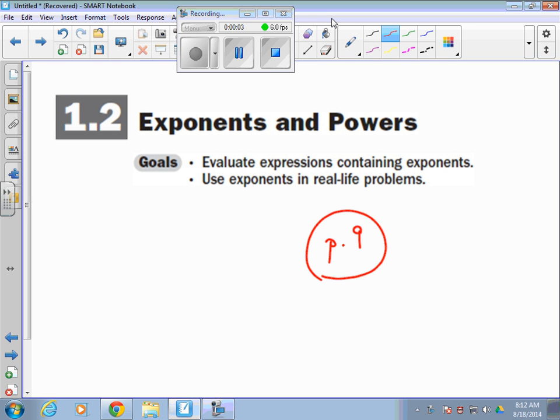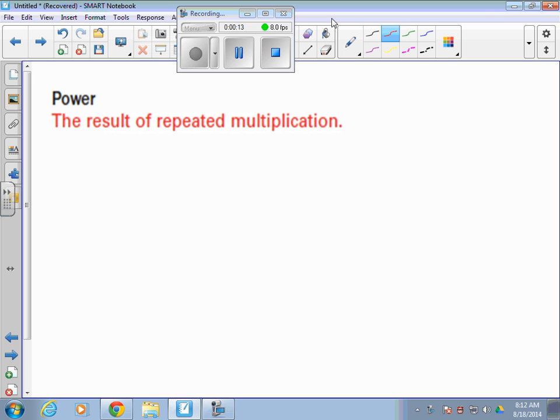Okay, this is Algebra 1. Today we're looking at section 1.2, exponents and powers. A couple of goals we have on page 9: evaluating expressions containing exponents and then using them in real life problems. First thing we have is a handful of definitions.